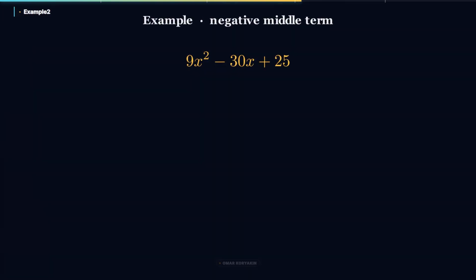Example 2. Factor 9x squared minus 30x plus 25. Same procedure as before, just with a leading coefficient bigger than 1 and a negative middle term. First and last terms: 9x squared is the square of 3x, 25 is 5 squared, so a is 3x and b is 5. Both pass the perfect square test.